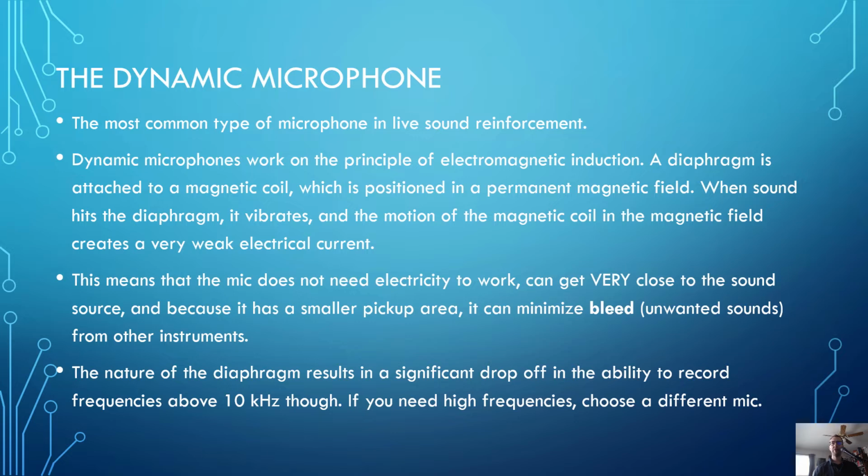A diaphragm is attached to a magnetic coil, which is positioned in a permanent magnetic field. When sound hits the diaphragm, it vibrates, and the motion of the magnetic coil in the field creates a very weak electrical current. This then is boosted by a preamp and is recorded.